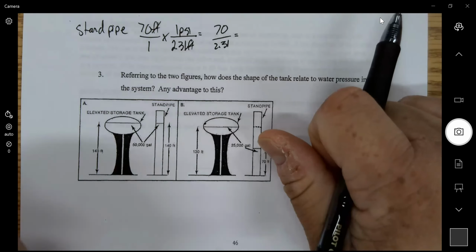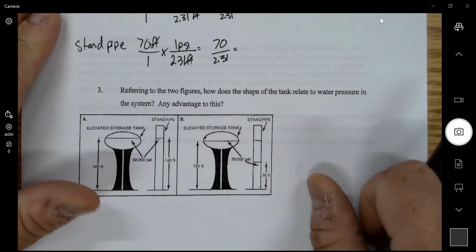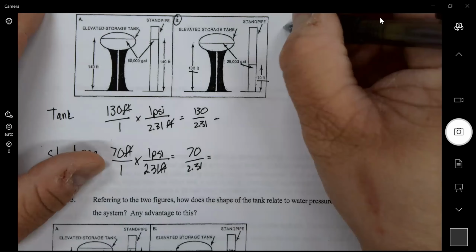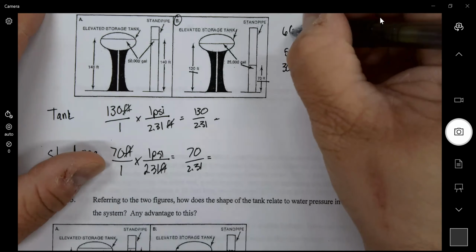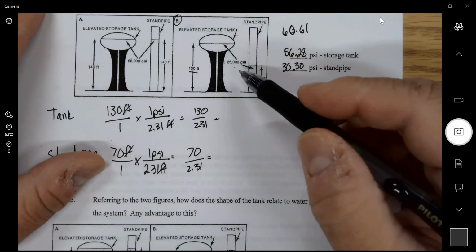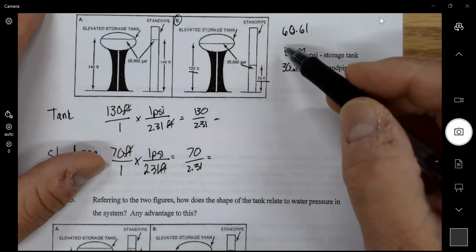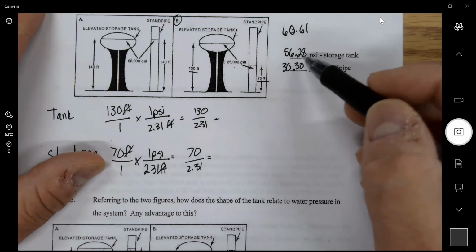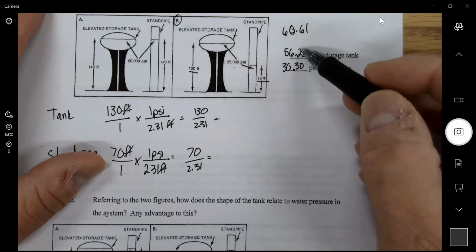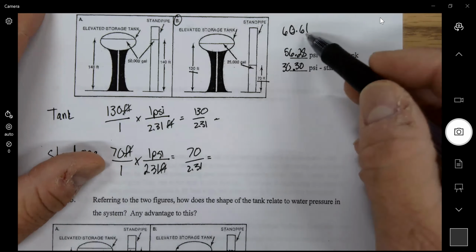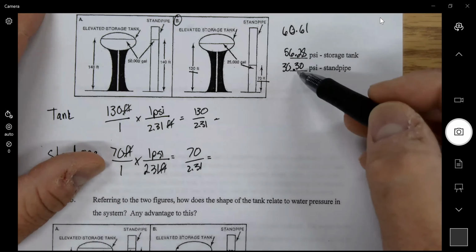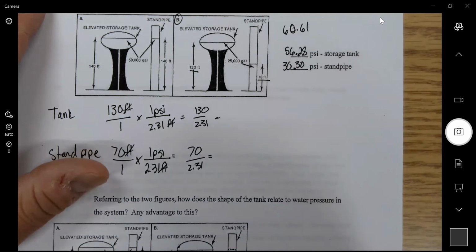Well, what did that do? Who cares? It dropped 10, it dropped 70. Well, look at the pressures. They were both 60.61 before they lost half their fill. This one only dropped like 4.33, I think, something like that. And this one dropped in half, didn't it? It went to 30 psi.